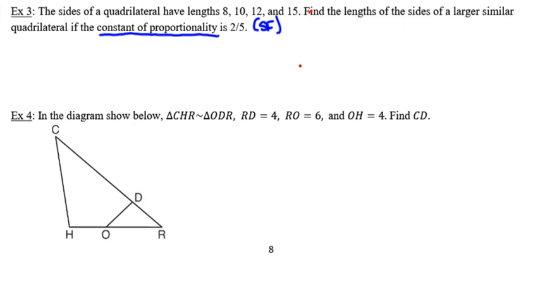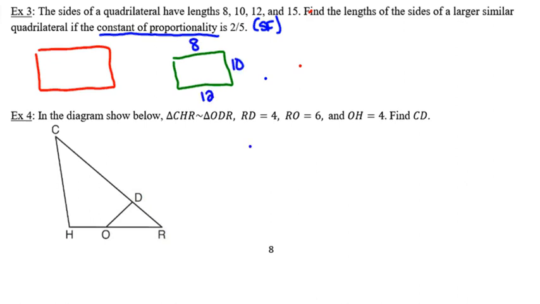They don't give me a picture, so I'm going to go ahead and set one up. Just to keep things simple, this is a quadrilateral, so I'm going to set this up kind of like a rectangle. And I've got a big rectangle and a little rectangle. And it says these guys are the lengths of the first one, and we're trying to find the lengths of the larger one. So the one I know is 8, 10, 12, and 15. And I know this is a really cruddy picture, but I'm going to set this up so that my left corners are the congruent angles, my right corners are the congruent angles, so on and so forth.